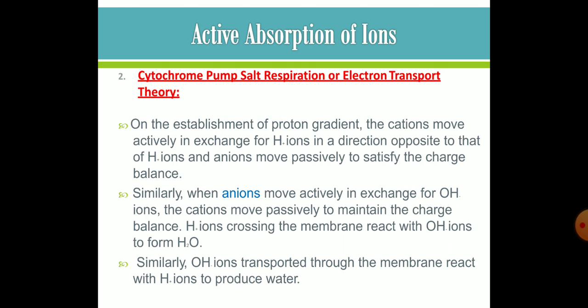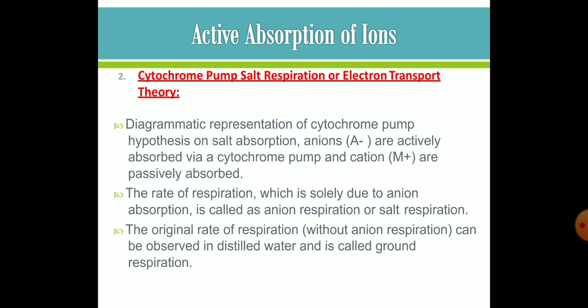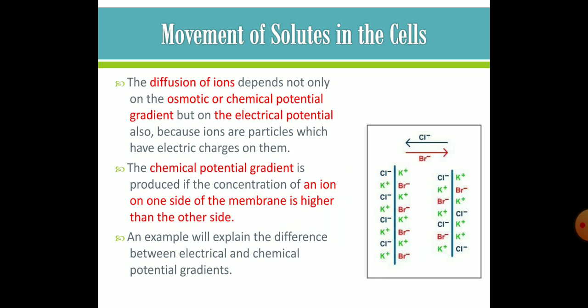Similarly, when an anion moves actively, exchanging with OH ions, the cation moves positively to maintain the charge balance. So like that, the H ion and the OH ion will be balanced. This is how the electron transport takes place. Usually we can show it diagrammatically as A plus and A minus, which explains the electron transfer. This is how Cl minus and Br minus will be exchanging, or the chloride and the potassium ions will be exchanging. The diagram itself is showing this.